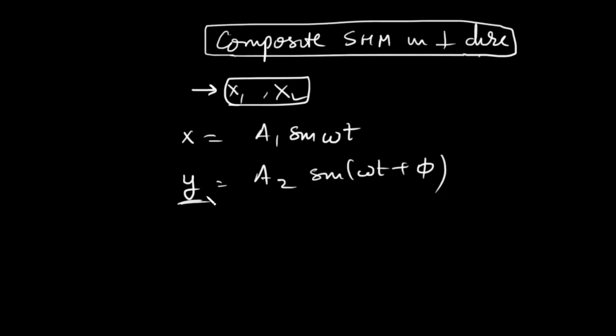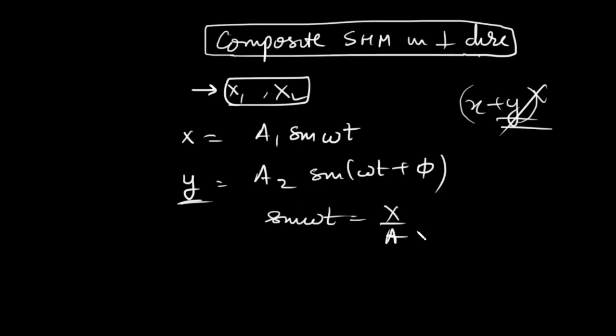You cannot simply add it. X plus y cannot be done. This will be straight away wrong because this is y. This is not the same axis. Alright, so how do you do this? So what we can do here is we can substitute sine omega t as x by a, and we can substitute the value of sine omega t here.